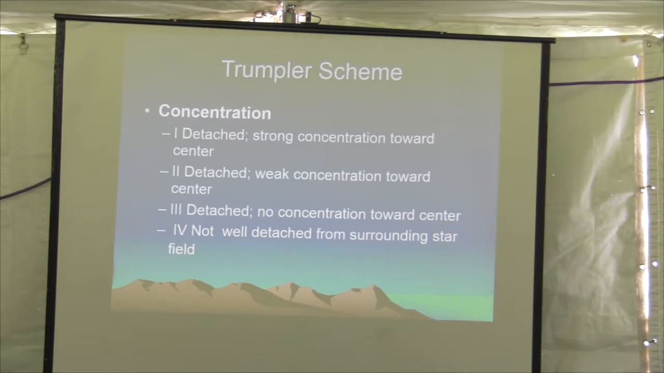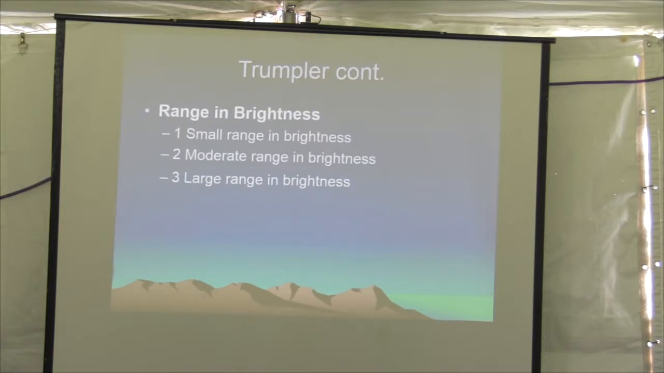The Trumpler scheme gets into whether the concentration is detached, with a strong concentration towards the center, a weak concentration toward the center, or no concentration towards the center. So this is a little bit more involved, a little more scientific, and a little more challenging. Also thrown into the Trumpler scheme is the range in brightness. Is it a small range in brightness, meaning that almost all the stars are the same brightness? Or is there a large range in brightness, meaning that the stars are not all the same, and you have a variety of stars in that object?